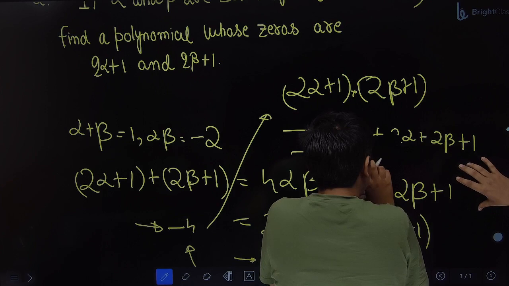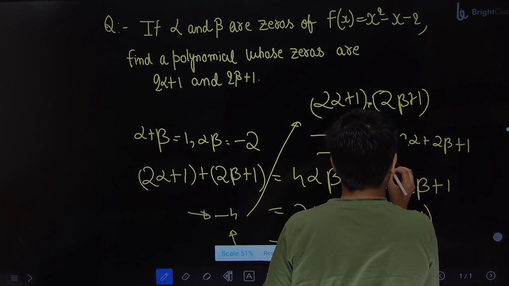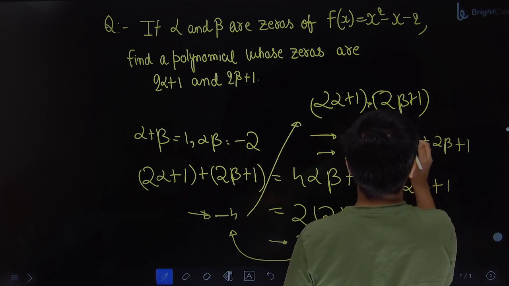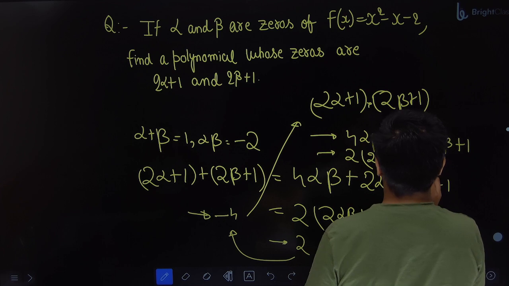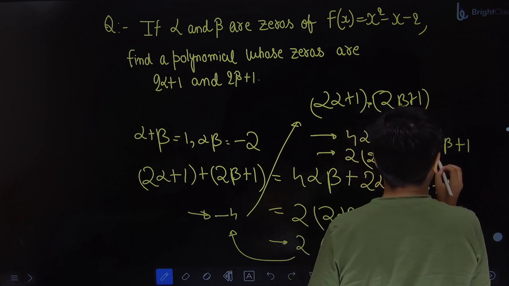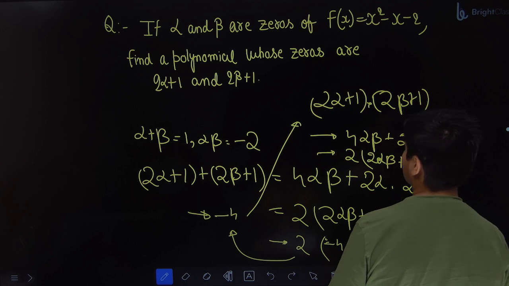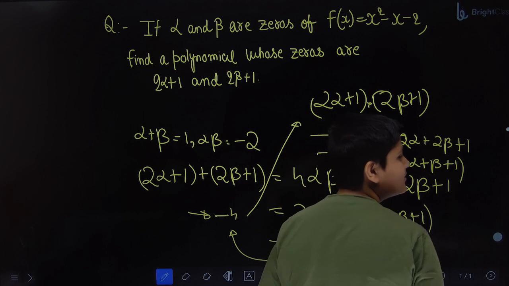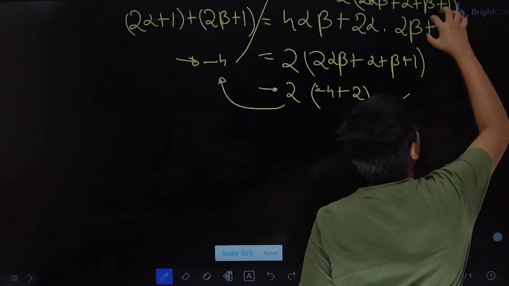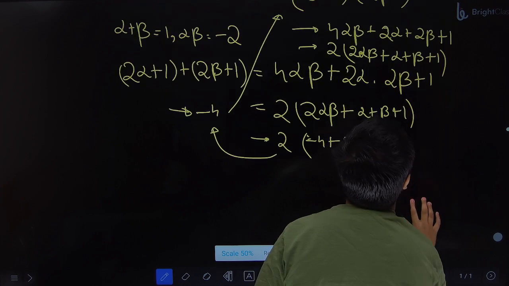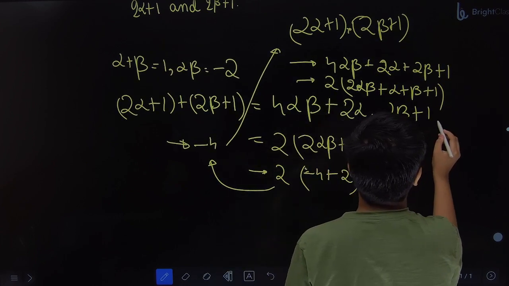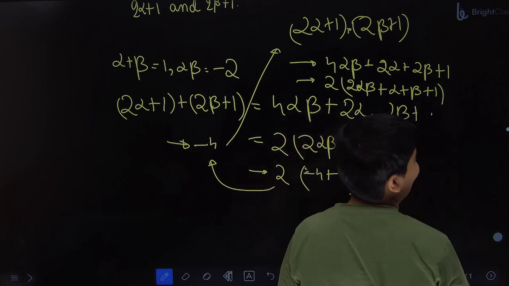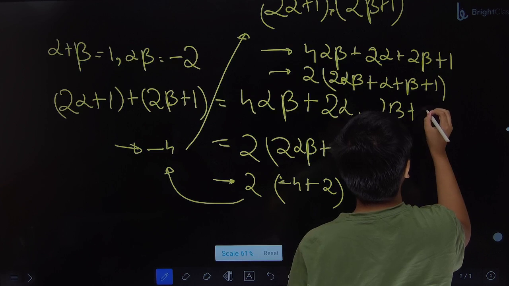Fingers should not touch the board. Yes, you have to hold. Put your fingers on the board and move it up. Remember, it's x square plus 4x minus 5.